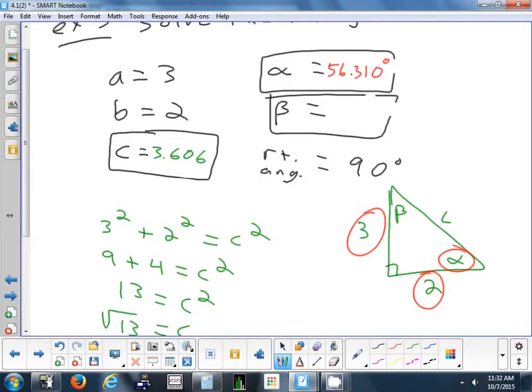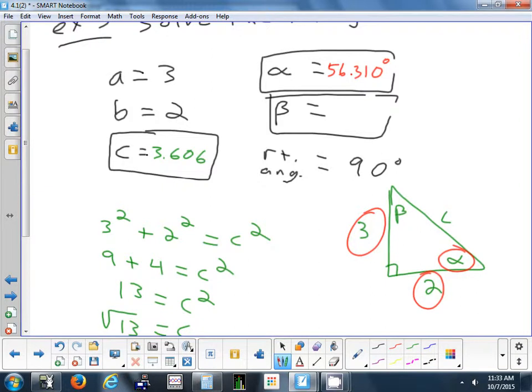Now, if I was running out of time and the bell was going to ring in a minute and I didn't have enough time to finish properly, what could I do very quickly to find beta? Subtract this from what? Yeah, you could subtract, do 90 minus 56.31. And that's what beta should be. But if alpha's wrong and you use it to find beta, you just got beta wrong.